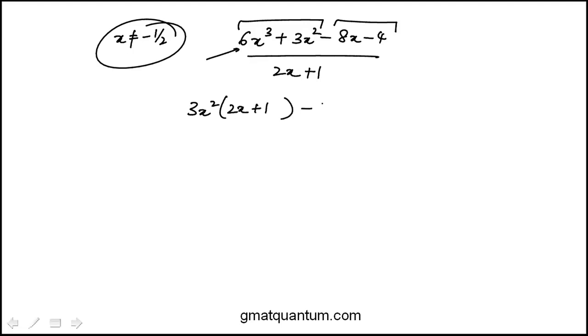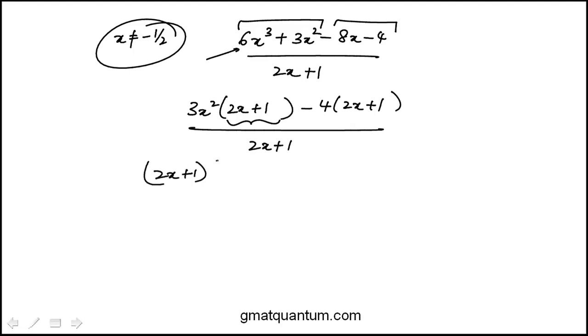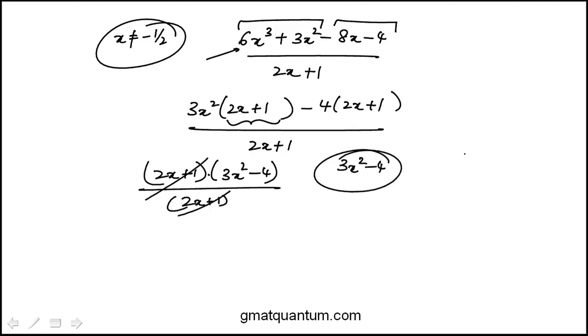And then here I'm going to factor out a minus 4, trying to make this piece the same. That's why I'm factoring out a minus 4, because then you're left with positive terms, and you do get 2x plus 1, which is exactly what you have in the denominator. And if you pull out the 2x plus 1 from the numerator, then you'll see that this is a product, which means you can drop this off. So the answer is 3x squared minus 4, and choice C.